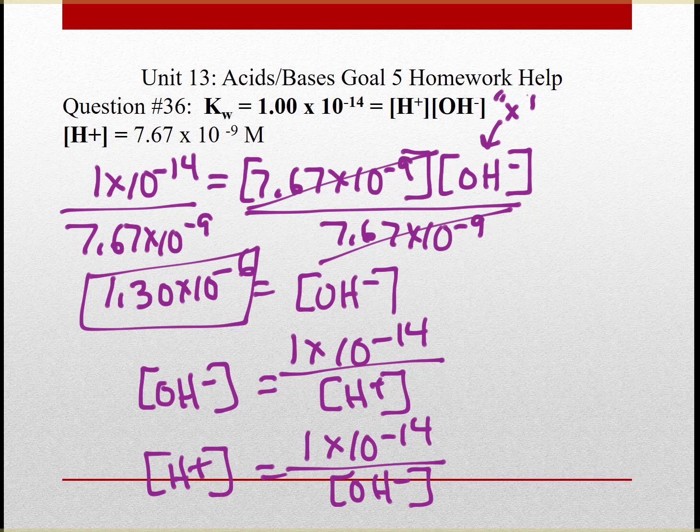On all of these acid-base problems in Goal 5, you need to use your equation. These equations will be given to you on the test. You don't need to memorize them, but you do need to know how to use them. So make sure you know how to write down the equation and then plug in what is given to you and then find the unknown. But this is how you do that whole chart for question number 36, using this equation right here.